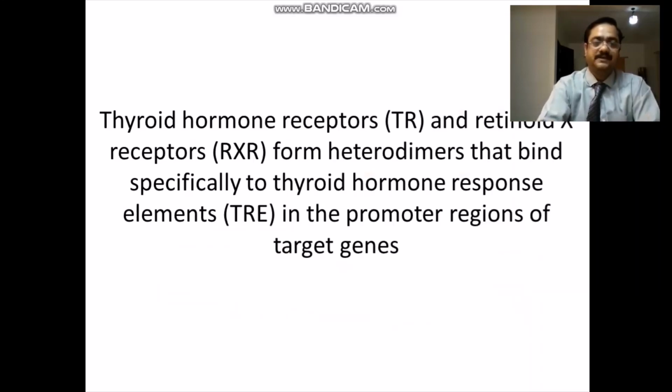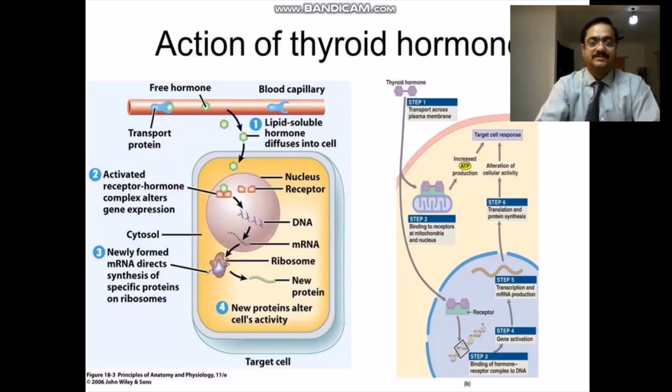That we'll see subsequently. So TR and RXR form heterodimers that bind specifically to thyroid hormone response elements, and they promote the regulation of target genes. This is the action of thyroid hormone.